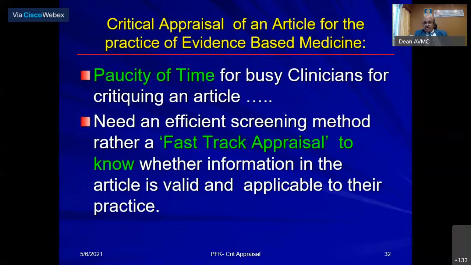That's why I shared two or three slides on how to do a critical appraisal. That Bordage table, you go on answering questions one by one, 39 questions. Even if you take 1 minute each, it will become 39 minutes. Nobody has got the time. So you should have some shortcut or a fast track appraisal of an article.